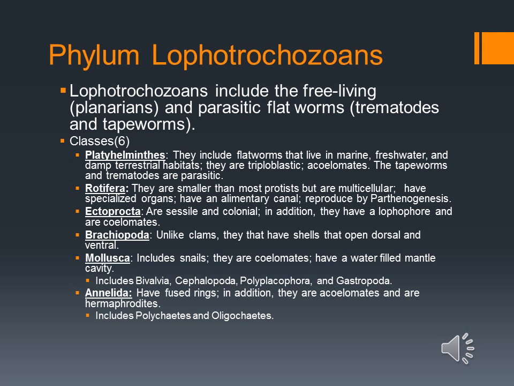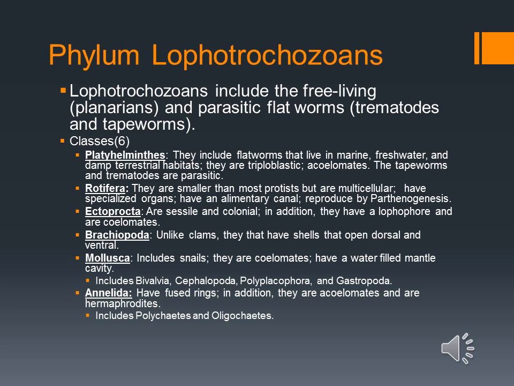Phylum Lophotrochozoa includes the free-living and parasitic flatworms. They have 6 classes. The first one is the platyhelminths, which include flatworms that live in marine, freshwater, and damp terrestrial habitats. They're triploblastic acoelomates, which means they don't have a body cavity, and include tapeworms and trematodes that are parasitic. The second class is the rotifers.